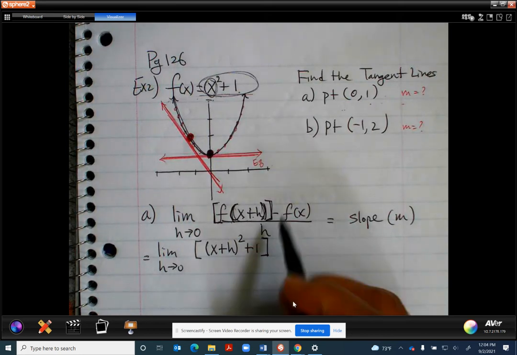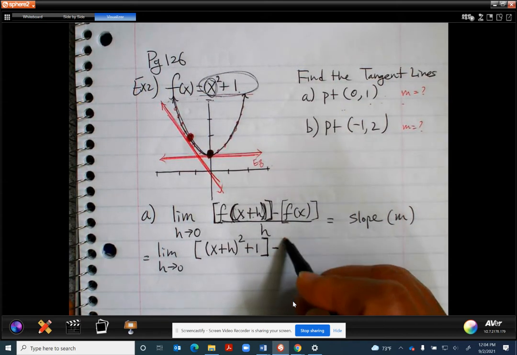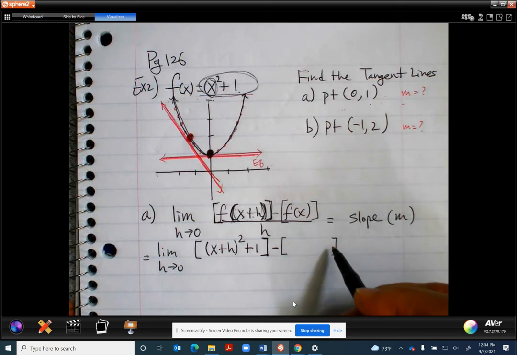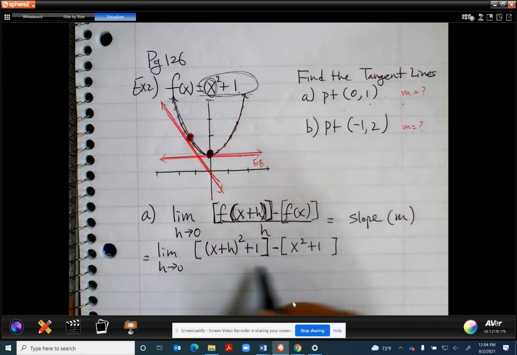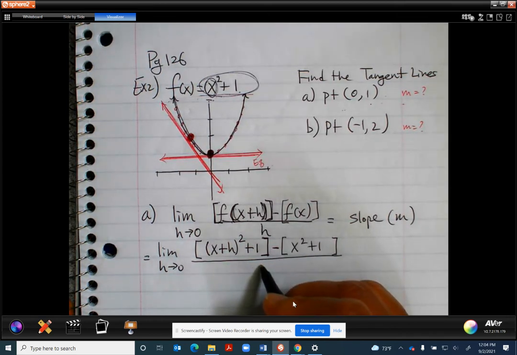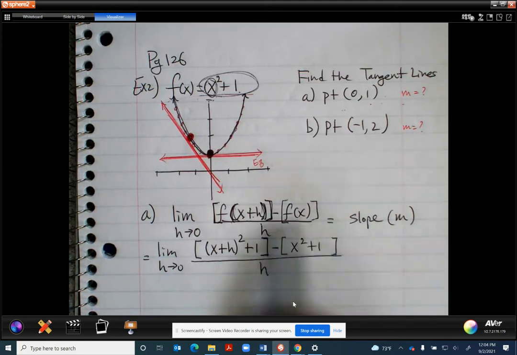Okay, minus, do you see the second part right here? Stay with me, I'll give you time to copy this. What is f of x? It's just x squared plus 1. And then all over, what is it? H, isn't it? H. Okay, so go ahead and copy up to there. I'll give you a little bit of time.